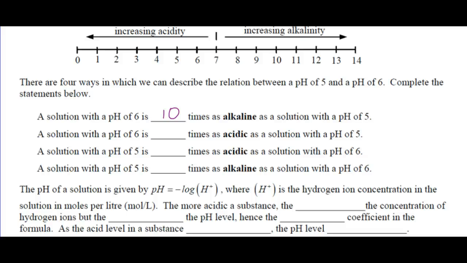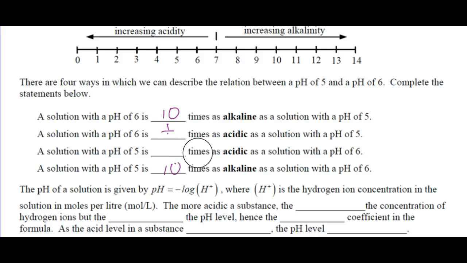Or we could say a solution with a pH of 6 is blank times as acidic. So if we've gone this way, it's going to be 1/10. If you move from 5 to 6, you're 10 times more alkaline, but you're 1/10 as acidic. For a solution with a pH of 5, if we go from 5 to 6, are we getting more acidic? Getting more basic, so it's 1/10. And if we go from 5 to 6, are we getting more alkaline? Then it's a 10 times increase in alkalinity.